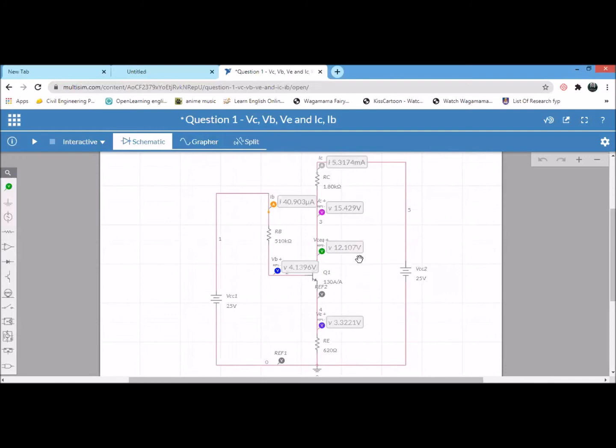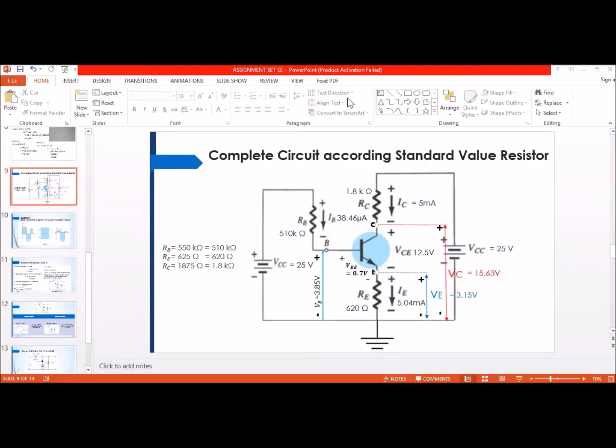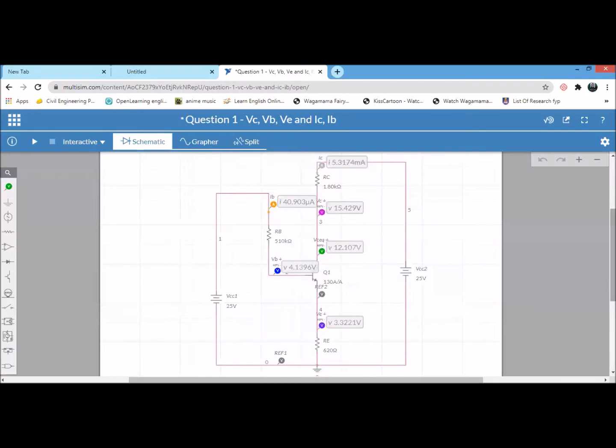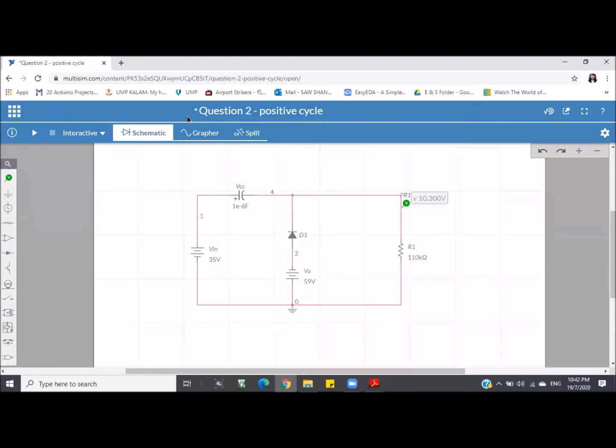Okay, but the value is a little bit different. In our previous calculations, we got 12.5. Meanwhile, for the lab simulation, we got 12.107. It's really not far away from our simulation, so we assume that our circuit is acceptable. Now I will proceed with the simulation for question 2, the positive cycle of the clamper.